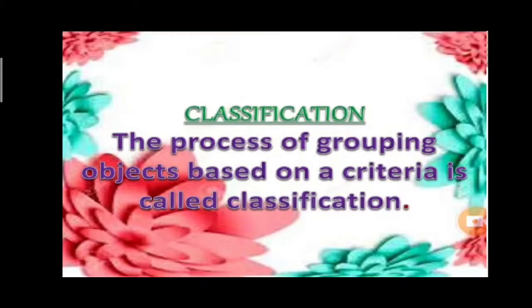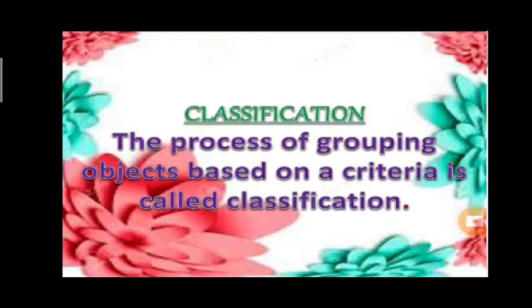So, the question arises, what is classification? The process of grouping objects based on a criteria is called classification. The best example of classification is our cupboard. In our cupboard, we arrange different things into different sections.